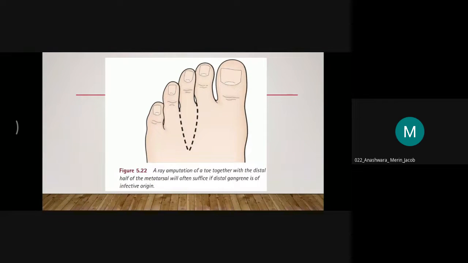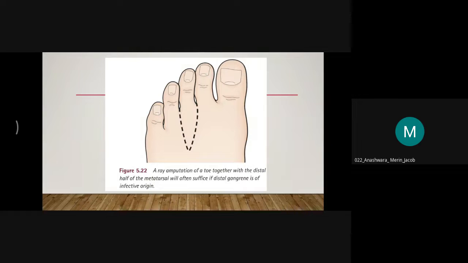Okay. The main thing regarding Ray amputation, this is a Ray amputation. In Ray amputation, we will use the incision like this only. This is nothing but the tennis racket incision, which will be in the shape of a tennis racket, like this. Okay. We will deepen this incision.